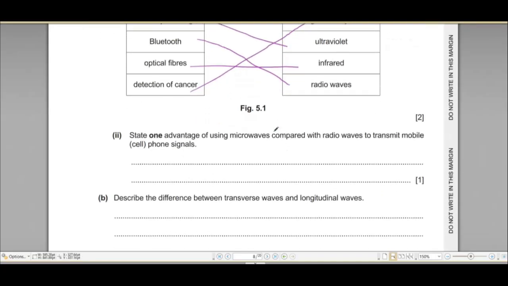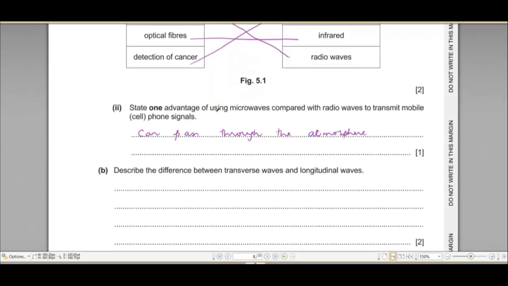Okay, part 2, state one advantage of using microwaves compared with radio waves to transmit mobile phone signals. The advantage is actually that microwaves have a much higher frequency than radio waves. So microwaves can pass through the atmosphere. We can write any one of those. So we can write microwaves can pass through the atmosphere since they have more frequency and lesser wavelength.